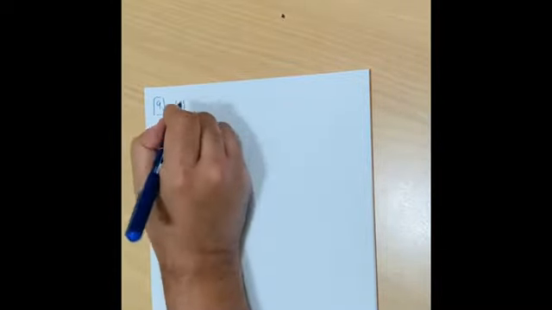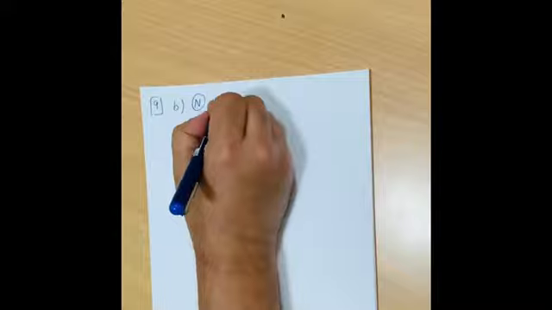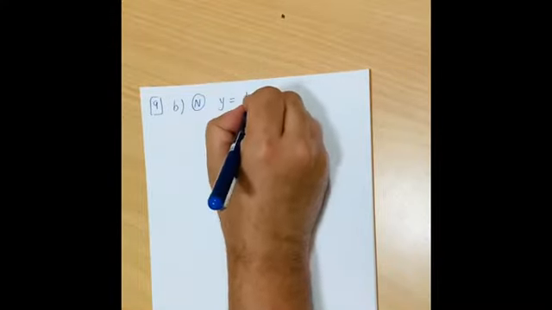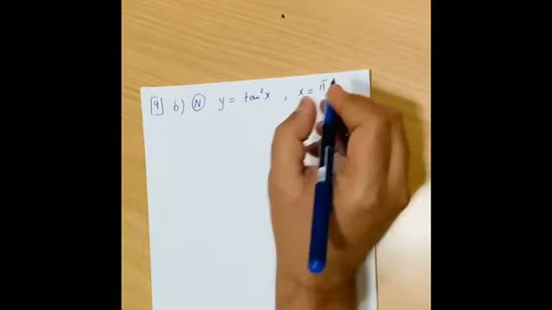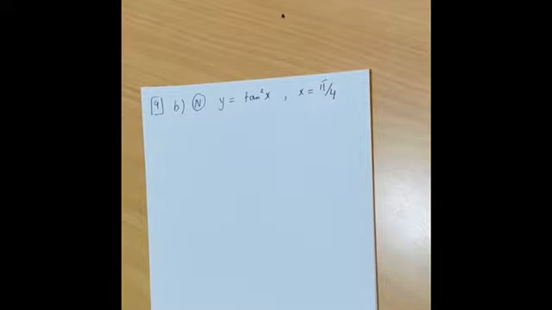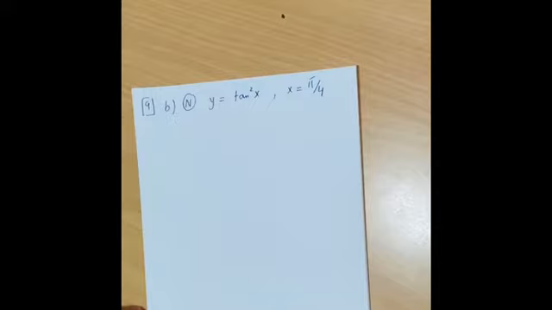Now let's do question number 9. In question number 9, it's required to find the equation of the tangent and the equation of the normal. I'll do B. It's required to find the equation of the normal to the curve y equals tan squared x when x is equal to pi over 4. I told you before many times, if you want to find the equation of the tangent and the equation of the normal, you are supposed to make sure you have three things: x, y, and the gradient.